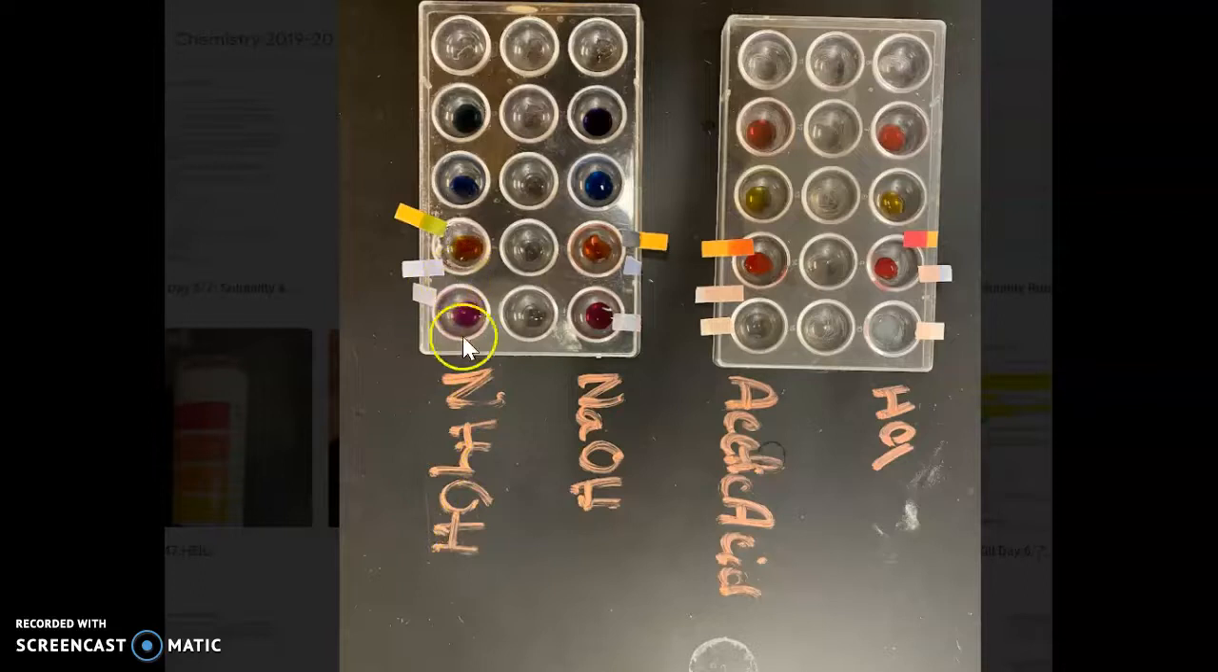Then the last one, NH4OH: the phenolphthalein is a hot pink. Methyl orange, still that lighter orange color. Bromothymol blue is blue. And the universal indicator, it's kind of hard to see, but it's about a green orange, so about a 9.0. The red litmus paper turned blue. Blue litmus paper stayed blue.